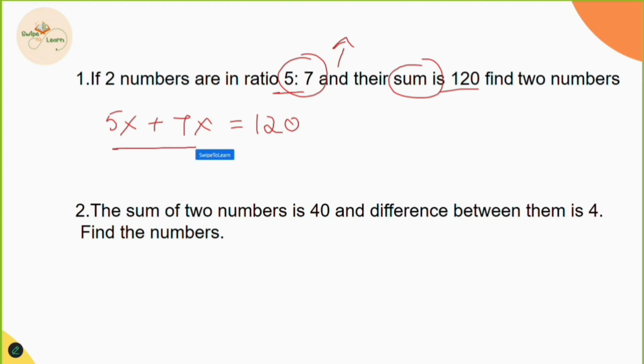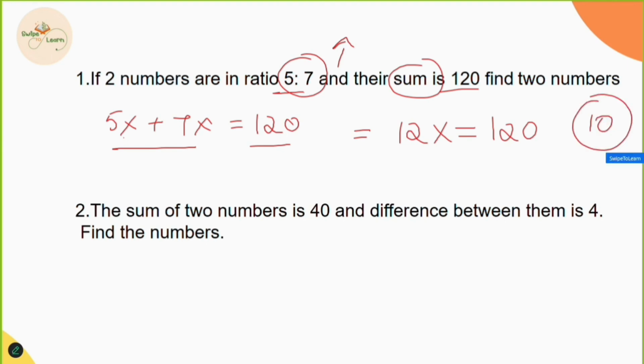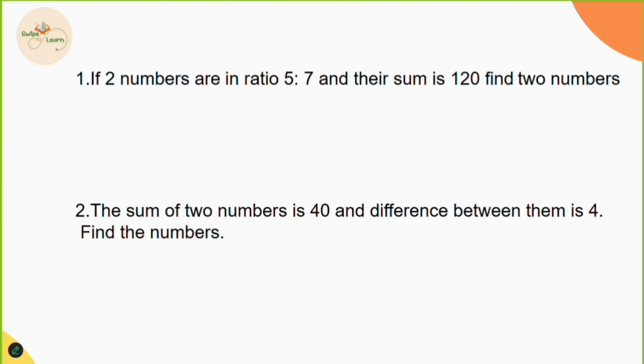Simple to form an equation. A sum of numbers equals 120. 7x plus 5x becomes 12x. 12x equals 120. Then x equals 10. If we know the x value, we can easily find out the numbers. 5x means 50 and 7x means 70. So 50 and 70 are the two numbers.